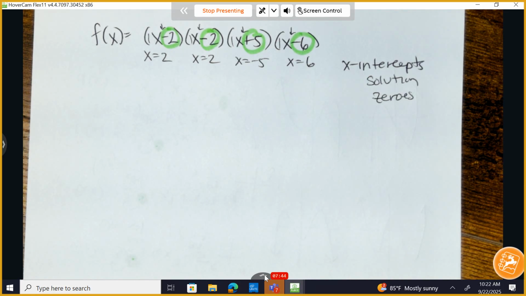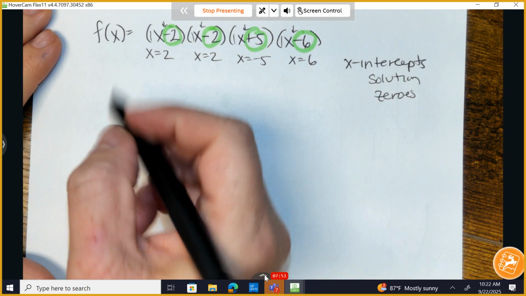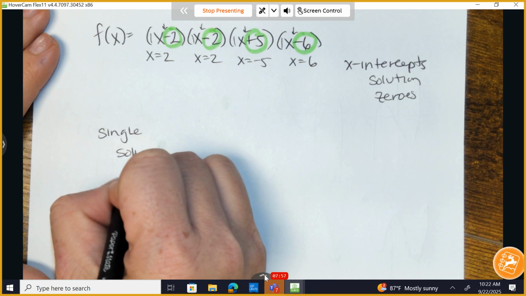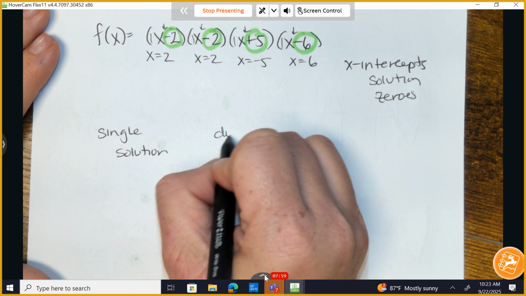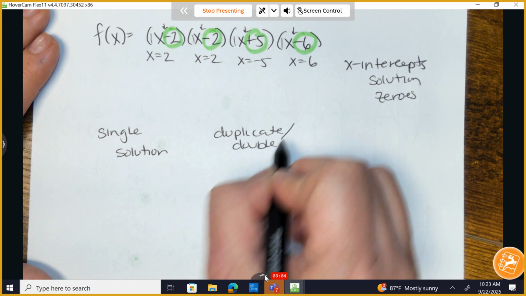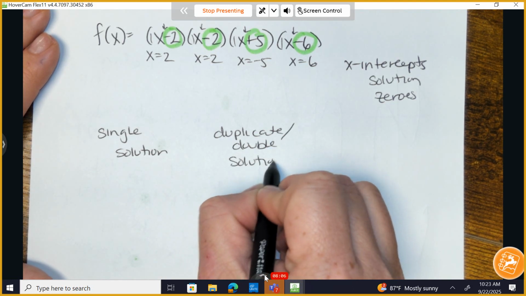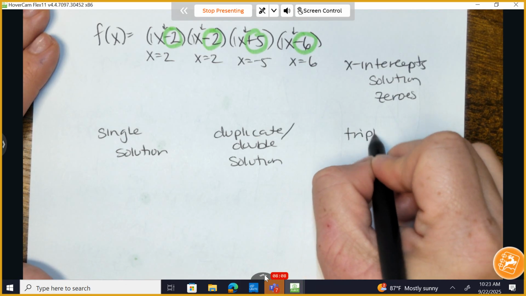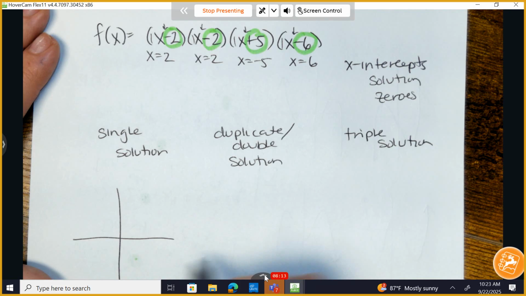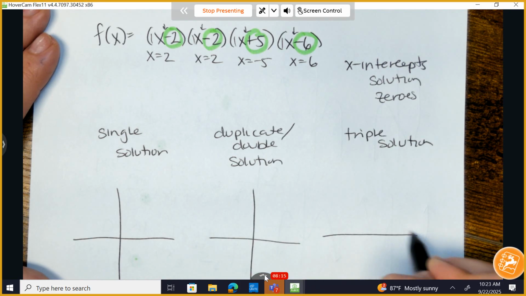Before we start to graph that, we need to talk about when we have an x-intercept, the interaction between the line of the graph and the x-axis may look different. So please write this down. We can have a single solution. We can have a duplicate or a double. Some people just like double solution. And we may have a triple solution. And the way that the graph interacts with the x-axis will all look different.